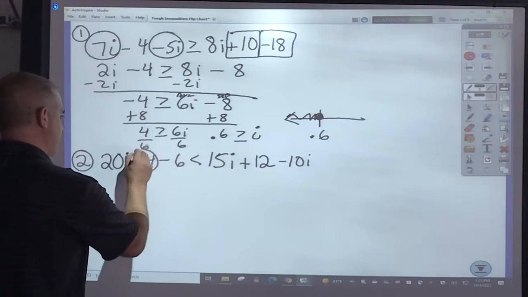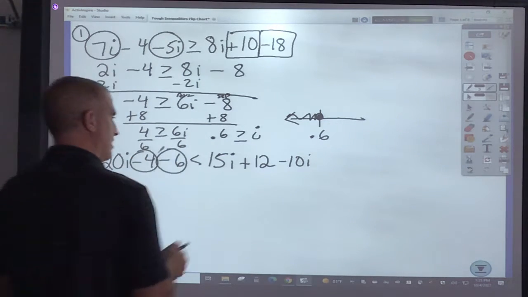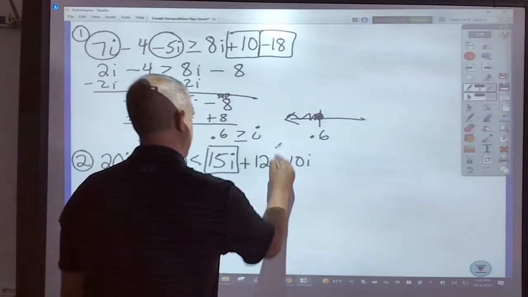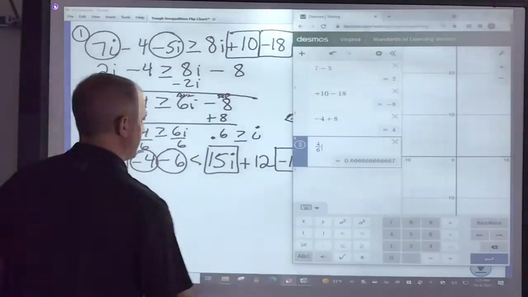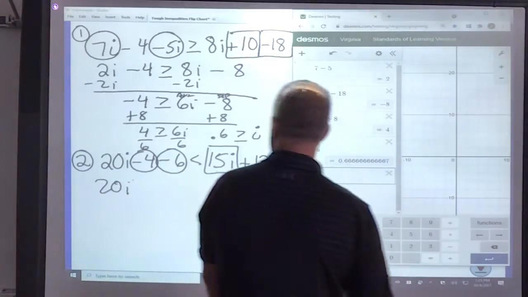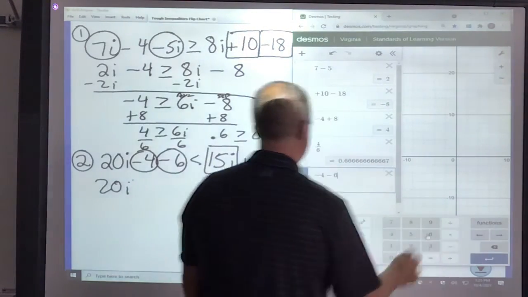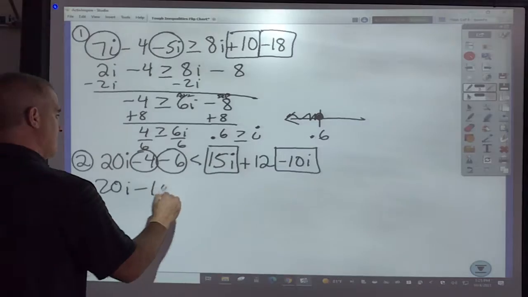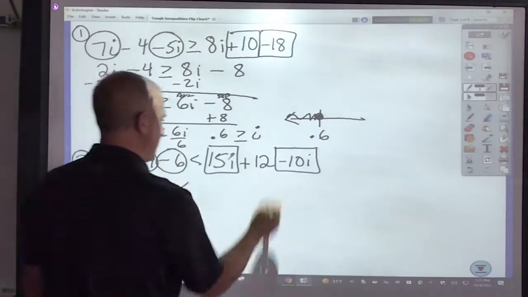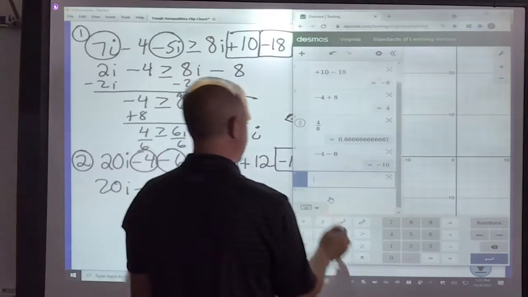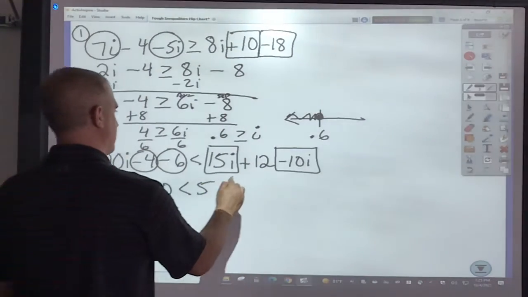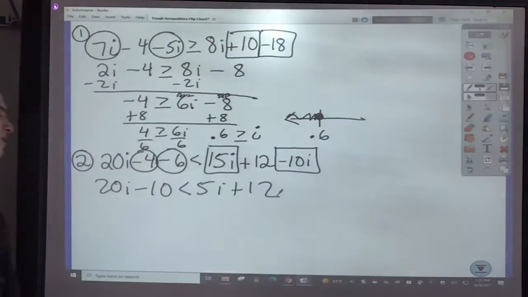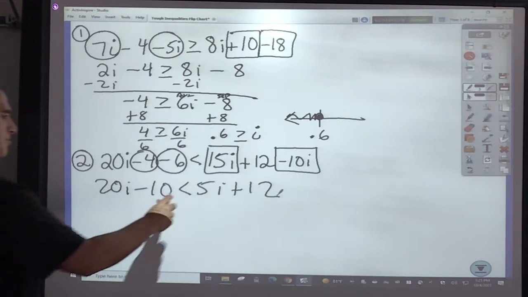So I can combine this and this. Here I can combine this and this. So I got the 20i. I want to go right to Desmos and type that part, which would be negative 4 minus 6, which would be negative 10. And I want to do 15i minus 15i minus 10 is 5i plus 12. And so now I'm down to variables on both sides.